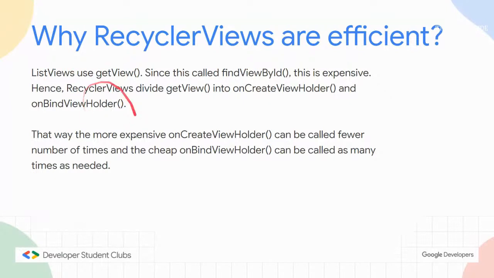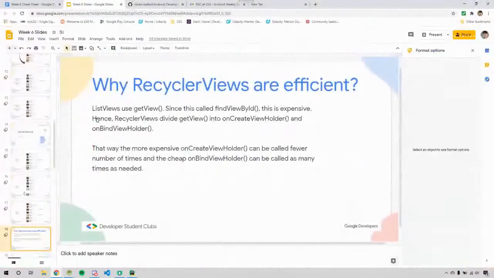This is the same two paragraphs that I referred to in the cheat sheet, which I just went over. Get view is used by list views, which is expensive because get view creates and also gives the data. Now, recycler views divides get view into on create view holder, which is expensive, and on bind view holder, which is cheap. So keep calling this many number of times and call this as least number of times as possible. So don't worry, let's get cracking, let's get coding.